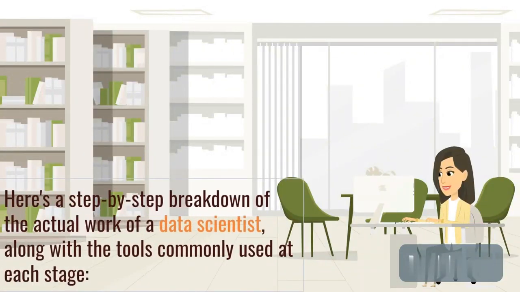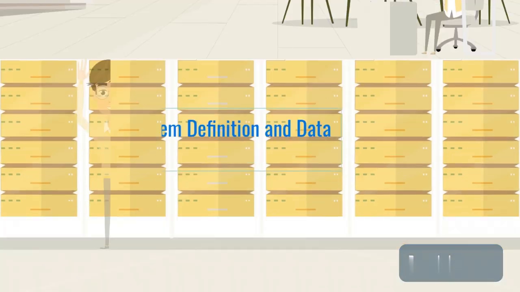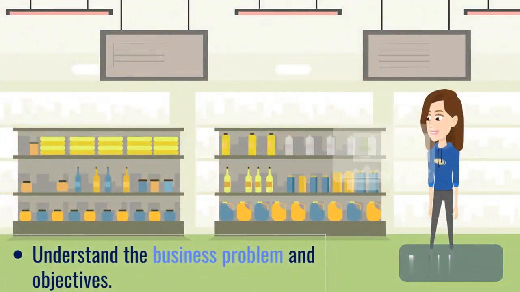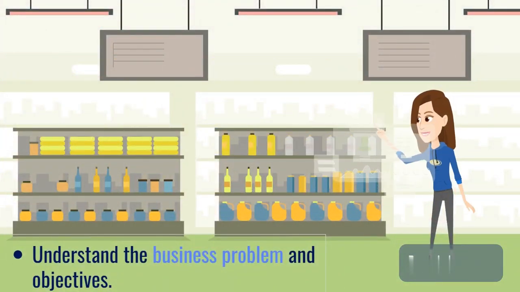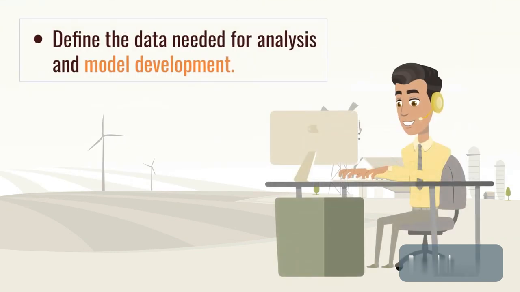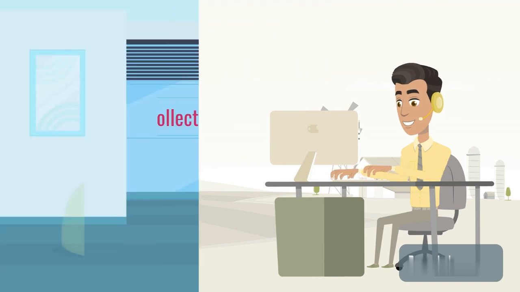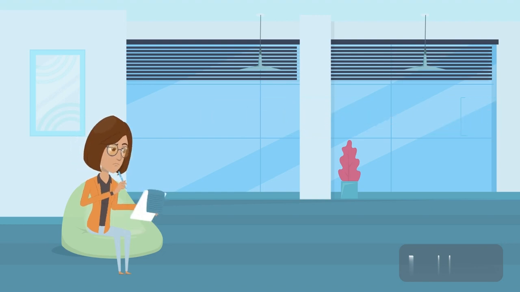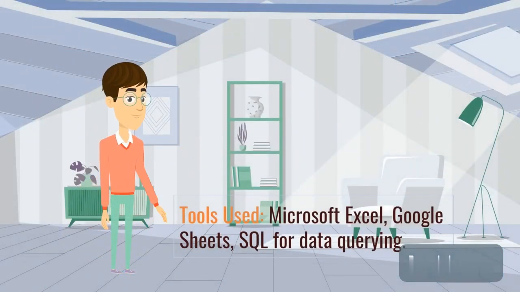Here's a step-by-step breakdown of the actual work of a data scientist, along with the tools commonly used at each stage. Step 1. Problem definition and data collection. Understand the business problem and objectives. Define the data needed for analysis and model development. Identify sources to collect data from. Tools used: Microsoft Excel, Google Sheets, SQL for data querying.